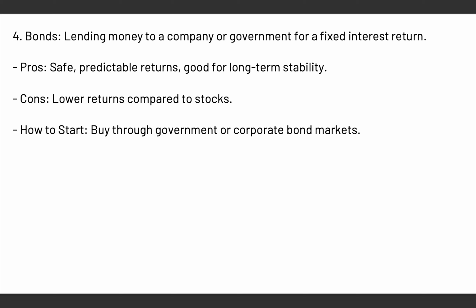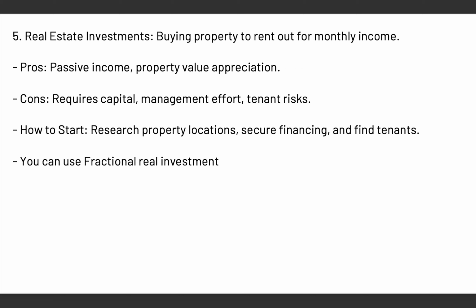Now, how do you start? You can buy through the government or corporate bonds market, and the easiest way to do this is to just go to your bank and tell them, oh, I want to invest in bonds, and they will give you access to this. Now, the next one will be real estate investment. Now, this means buying property to rent out for monthly income. That means you buy a property now, you rent it out to people, and they start paying you monthly income or yearly income.